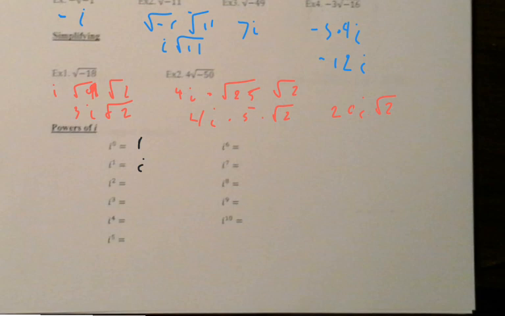i squared. Just remember, the square root of negative 1 equals i. So if I square both sides, I get negative 1 equals i squared. So i squared equals negative 1. i cubed is i squared times i, which equals, we just found out, negative 1 times i, and that equals negative i.